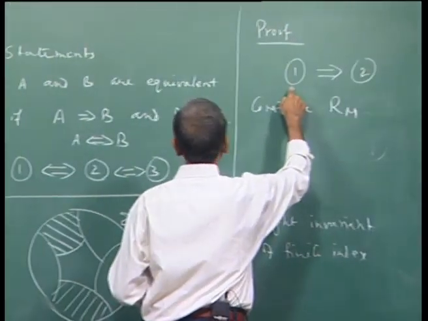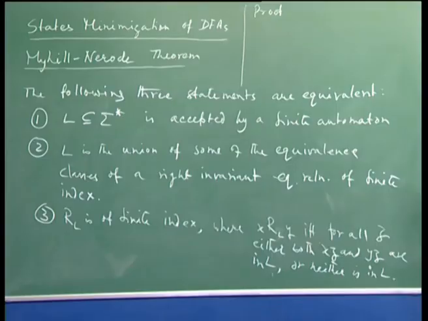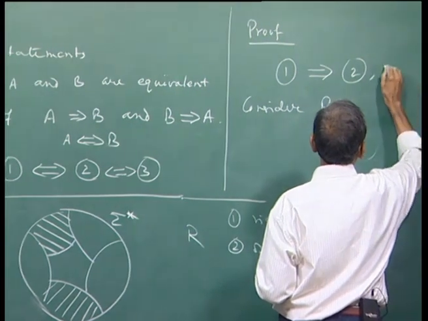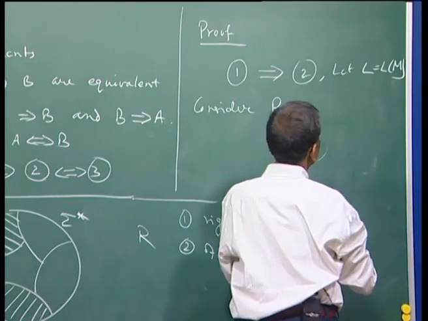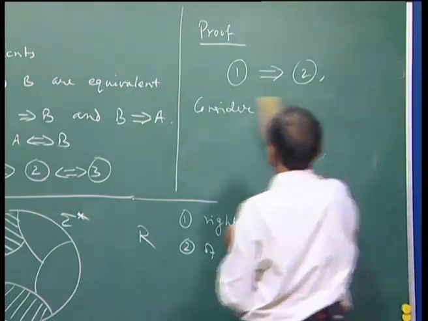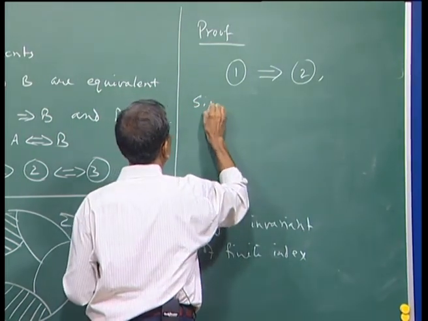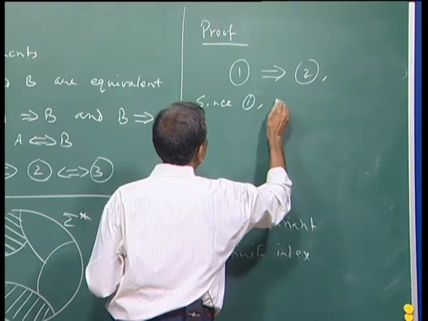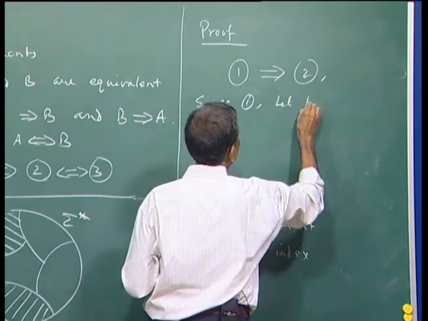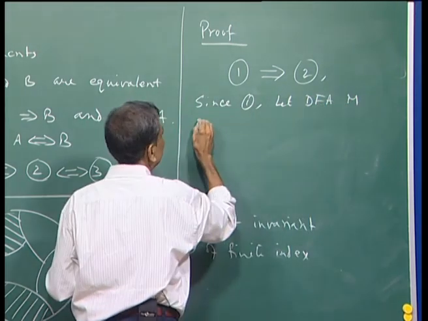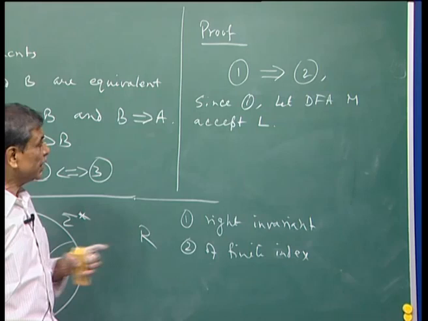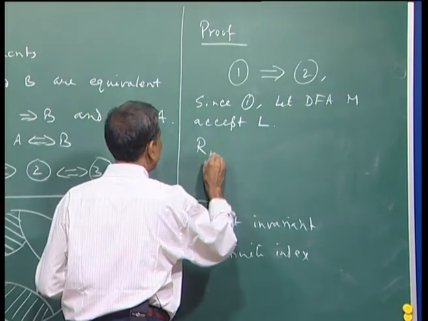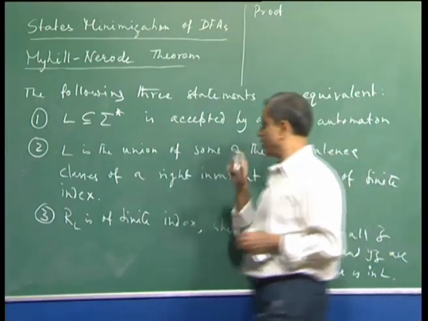Suppose 1 is true, that means L is accepted by a finite automaton. Therefore, we can say let L be accepted by a DFA M. Let me write it properly. Since 1 holds, let DFA M accept L. And now I claim the relation Rm satisfies this property.